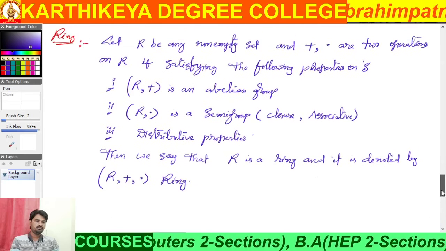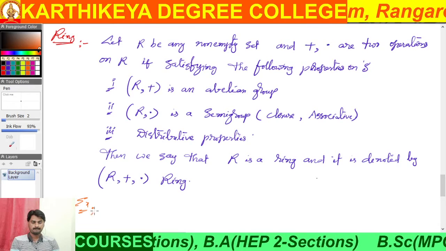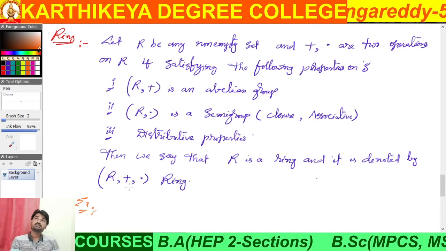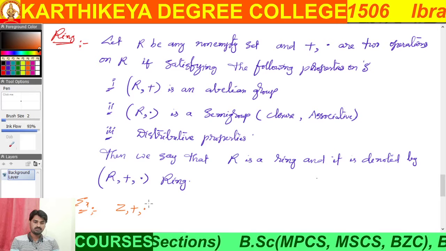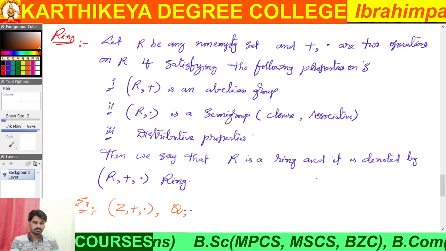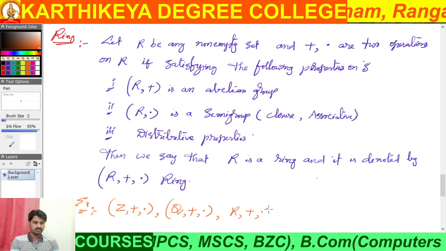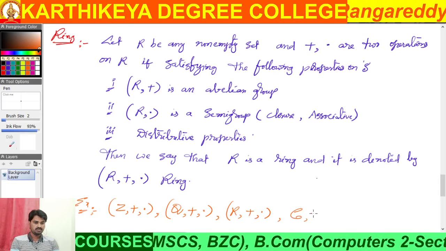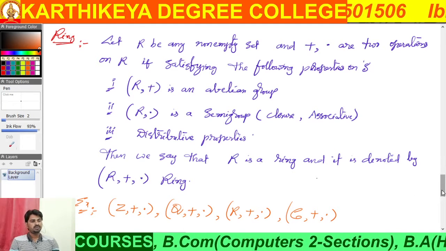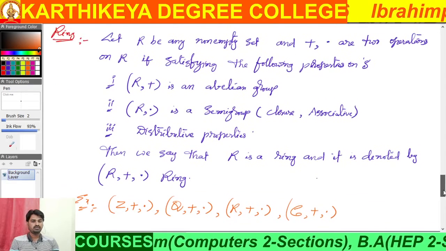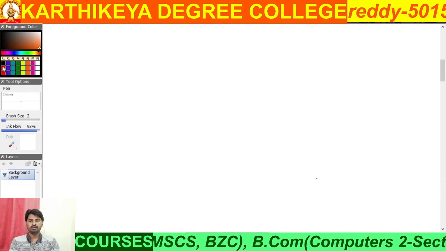Now already we know that the examples of the rings are Z plus dot, this is a ring. Q plus dot is also a ring. R plus dot is a ring. C plus dot are the ring. They are the basic rings example. Okay, students, you have to note them properly. Next, we are going to discuss about the field definition.